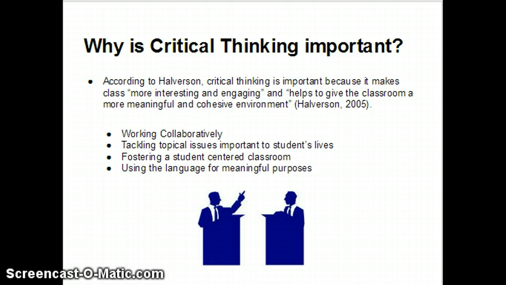Critical thinking and debate promote a collaborative work atmosphere, student passion, as long as topics are relevant, student participation, and using the language for meaningful purposes. These aspects of critical thinking and debate are important for students' learning and growth.